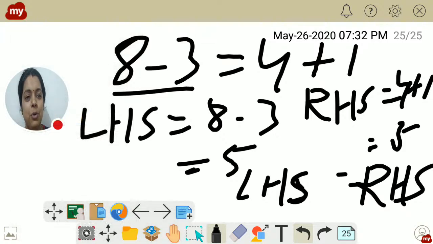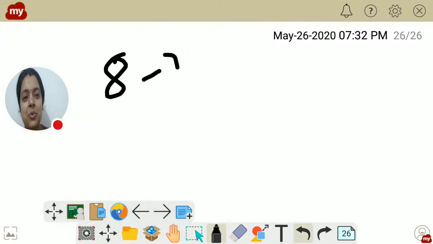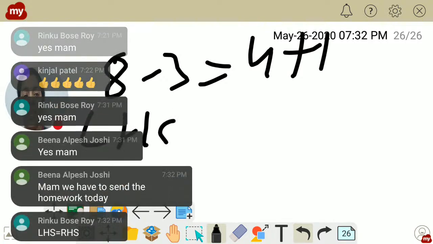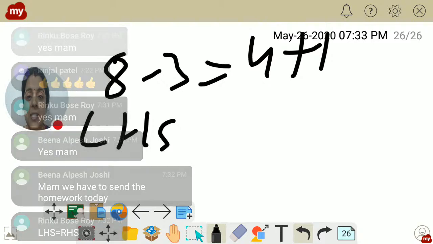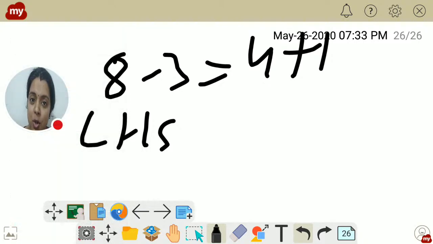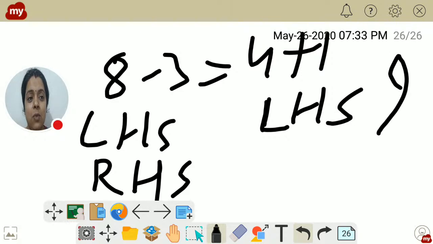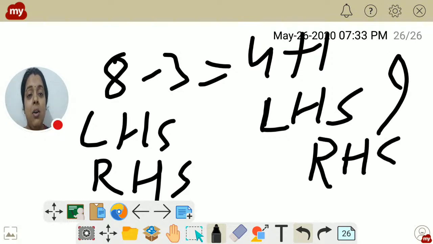So what do you have to do? The question is given: 8 minus 3, 4 plus 1. So first solve LHS, then solve RHS, and then find whether LHS is equal to RHS or not. LHS solve, then solve RHS, then you have to check whether LHS is equal to RHS or not.